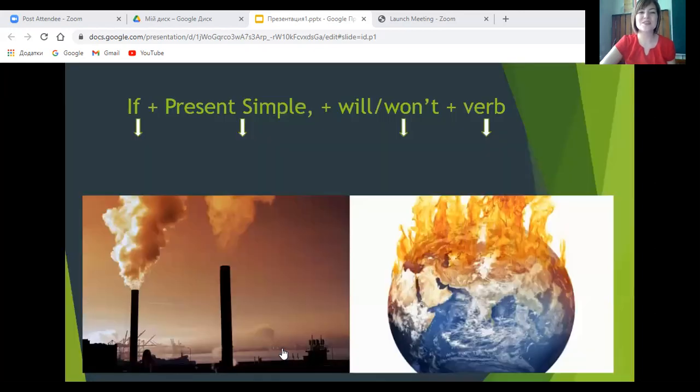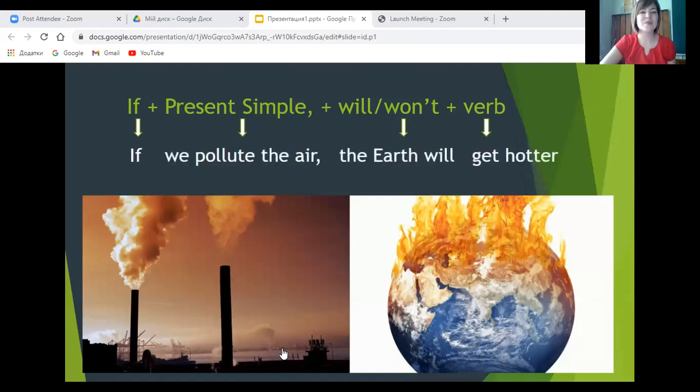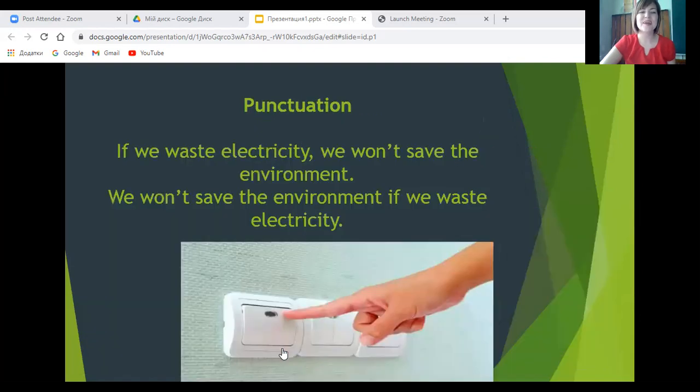To make first conditional sentences, we use the following formula: if plus present simple, comma, will/won't plus verb. For example, if we pollute the air, the earth will get hotter. The if clause may come either first or second in the sentence, so be mindful of the punctuation because if the condition comes before the result, then we need a comma to separate two clauses. For example, if we waste electricity, comma, we won't save the environment.